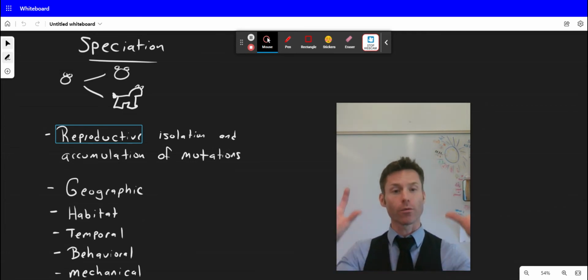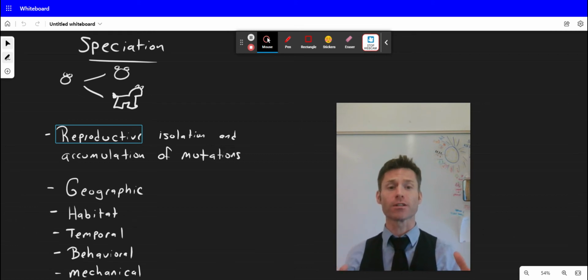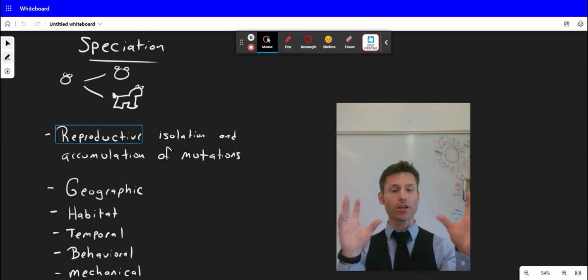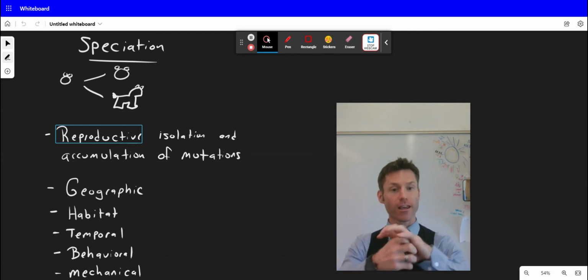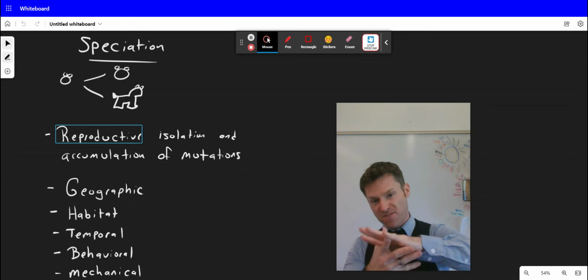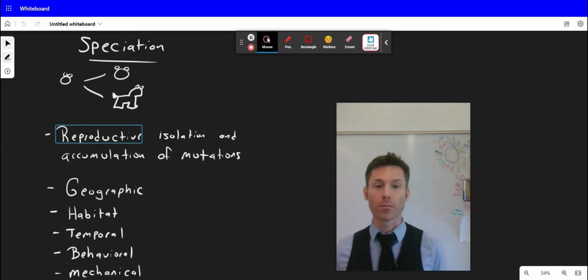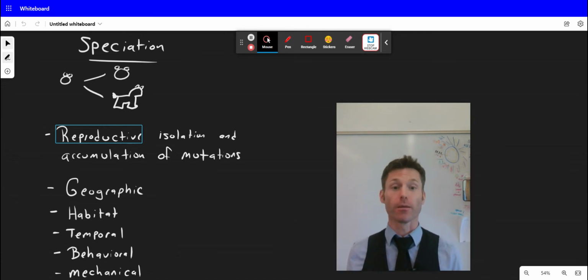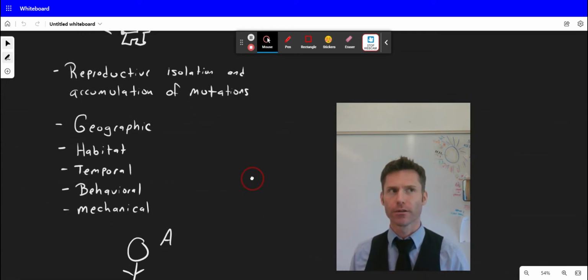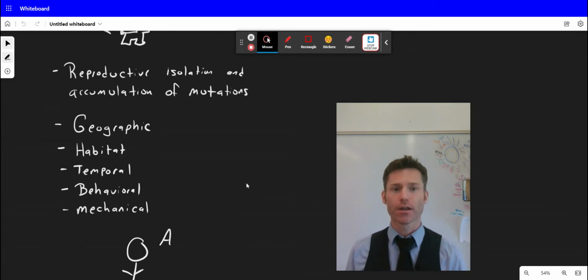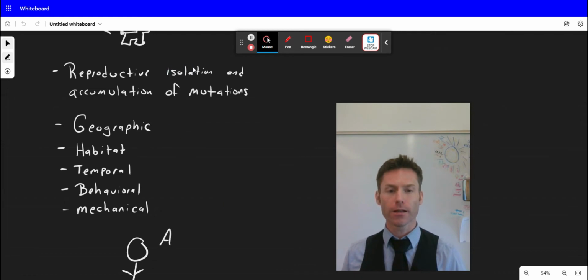And the whole point is that we want to accumulate enough mutations that the two subset populations become genetically distinct, to the point where if you put together their gametes, the chromosome sets don't align properly, you don't make good babies. That's the goal. Okay. Or rather, that's the process that results in having new species. And so the mechanisms that drive this reproductive isolation are labeled here.